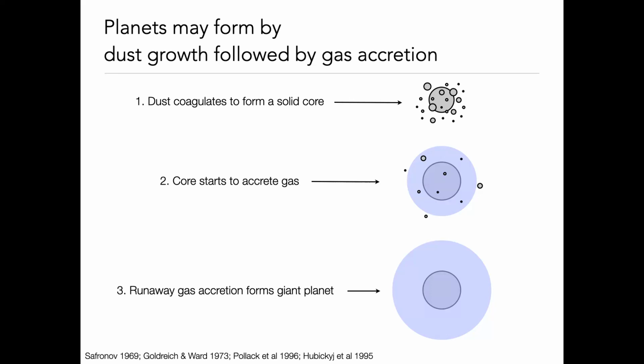And then if time allows, if there's enough disk material left, and that core gets sufficiently massive, you end up in step 3, in this third stage, which we call runaway gas accretion. And that planetary core is so massive that it really pulls a lot of gas onto it, and you would end up with a gas giant planet. So that sets the scene for how planets can actually form in disks.